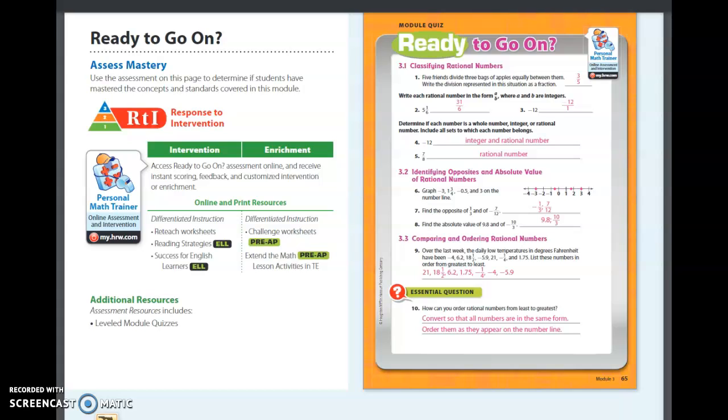So today you're coming to the end of 3 lessons that we've just talked about within rational numbers. And so you're doing 2 little checks of practice to make sure that you're ready to move on. On page 65, the Ready to Go On module quiz, or learning check, is the first one we'll look at.